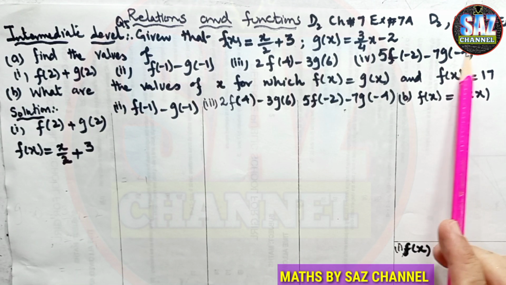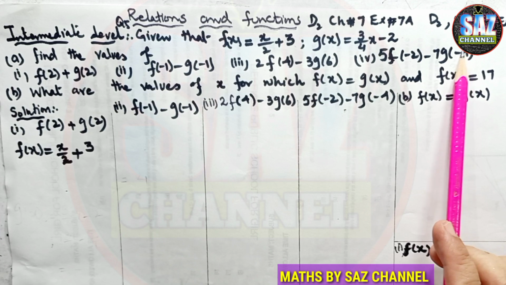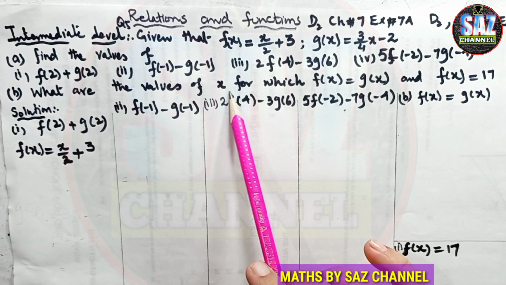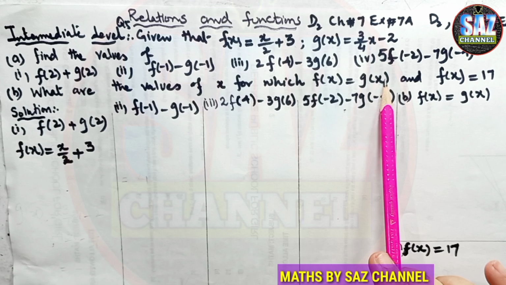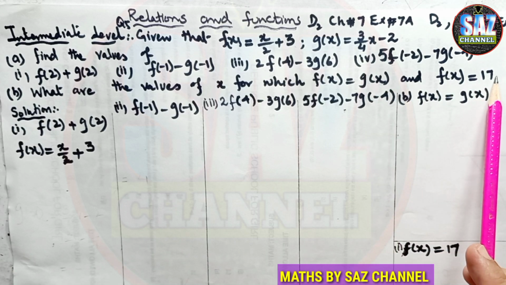And the second part of the question, that is the B part, asks: what are the values of x for which f of x equals g of x and f of x equals 17?